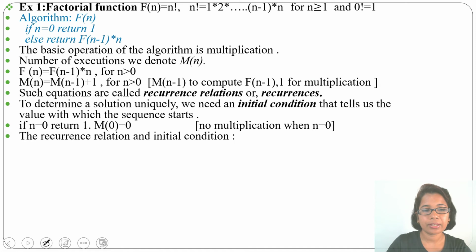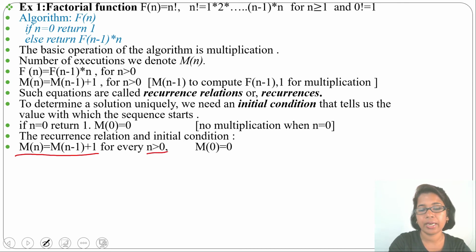So we found the recurrence relation and initial condition: m of n equals m of n minus 1 plus 1. This is the recurrence relation for every n greater than 0, and m of 0 equals 0. This is our initial condition. Now we got the recurrence relation. Next we can apply the backward substitution method for finding the order of growth.